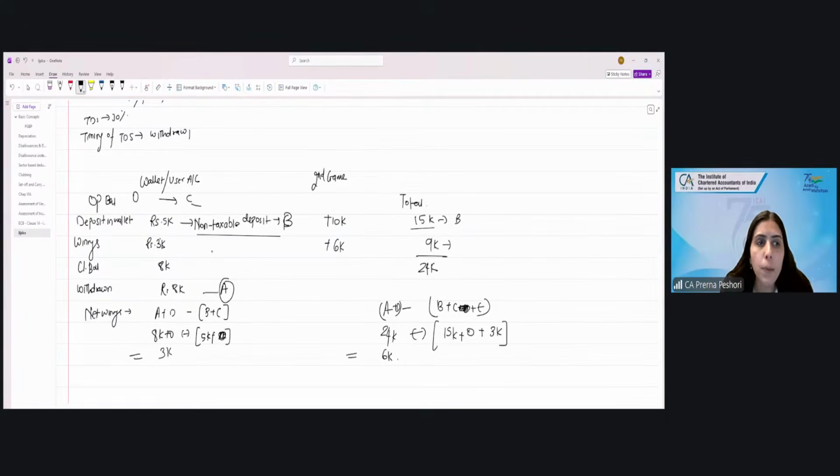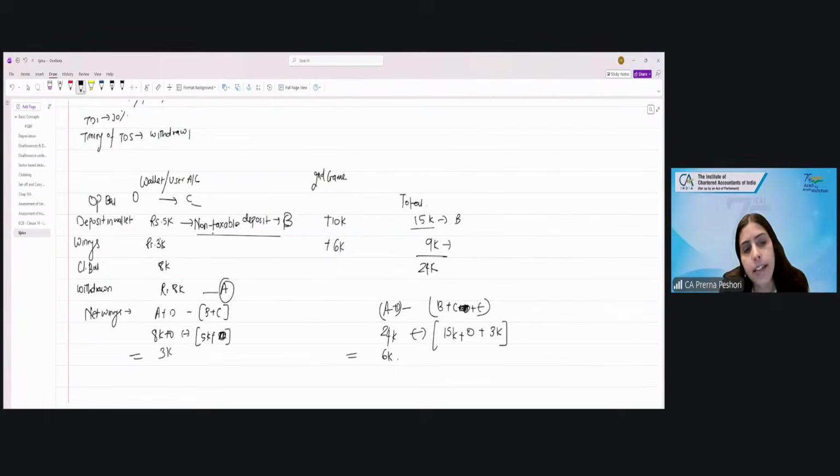Let's say the opening balance is 0. So that becomes my C. Let's say I have deposited 5,000 in the wallet. That is a non-taxable deposit which becomes B. Let's say I have winnings of rupees 3,000 and a closing balance of 8,000. 5 plus 3, 8,000. Okay.